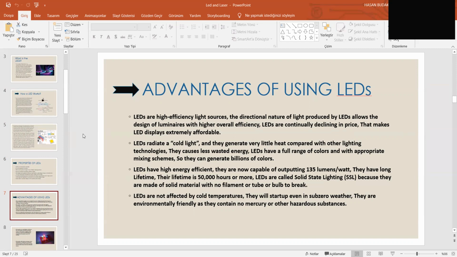They have a full range of colors, and with appropriate mixing schemes, they can generate billions of colors. They have high energy efficiency. They are now capable of outputting 135 lumens per watt. They have a long lifetime. Their lifetime is 50 hours or more. LEDs are called solid state lighting because they are made of solid material with no filament or tube or bulb to break.